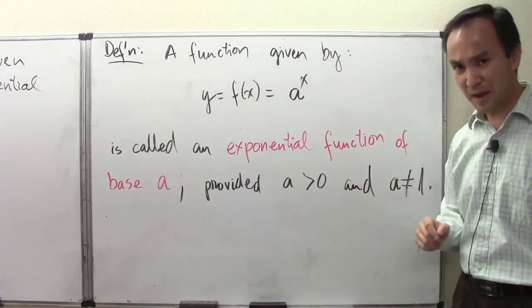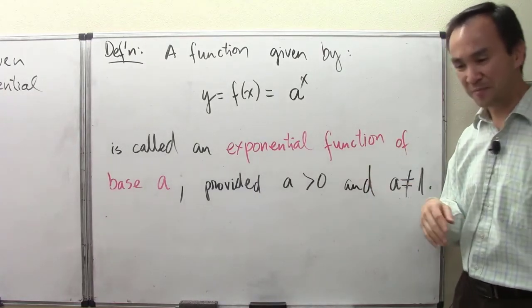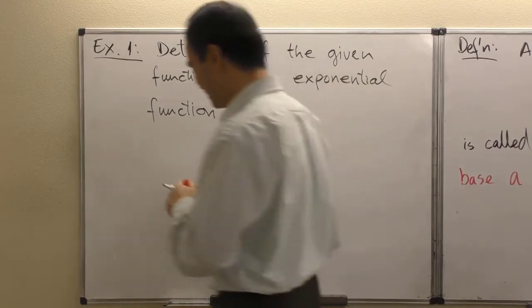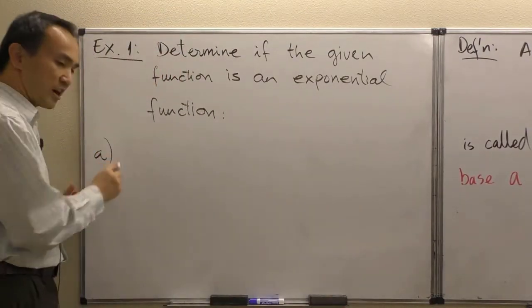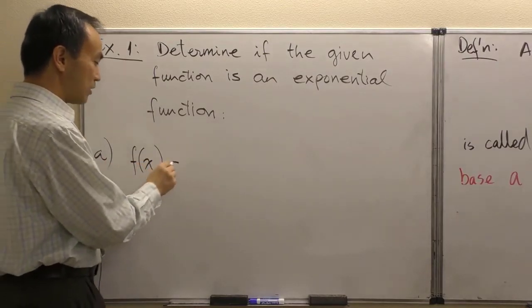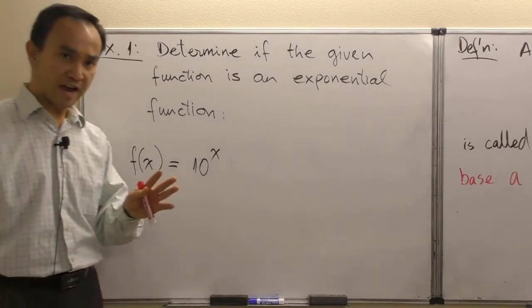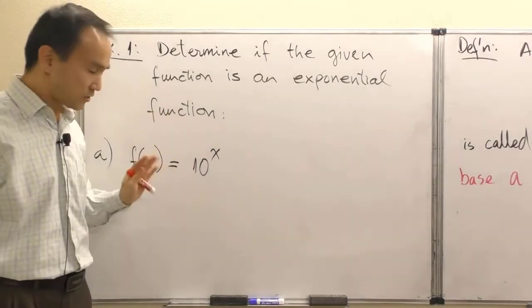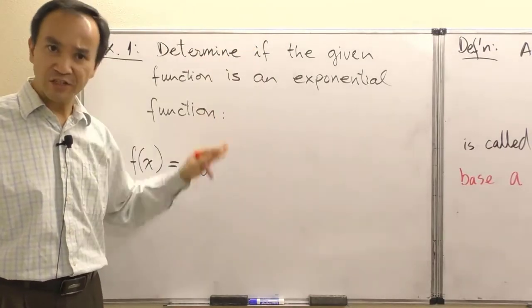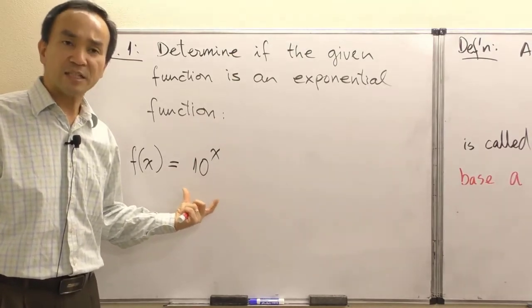All right, so now let's head back to that example 1, and we're going to be given a few different functions for us to determine. Now in part A of the example, let's look at the function as follows: f of x equals 10 to the x. To understand a little further about this rule, because again we're about to determine if this given function can be regarded as an exponential function.